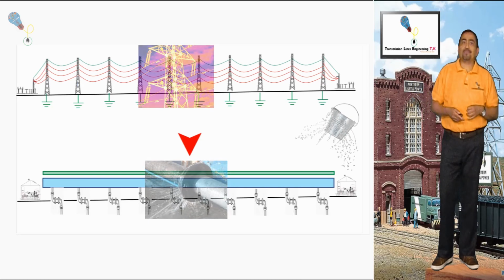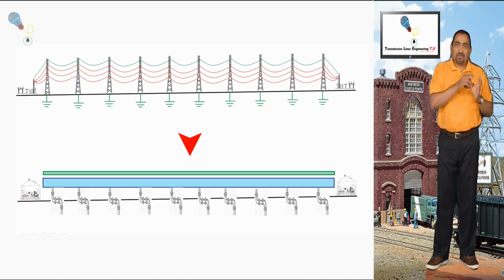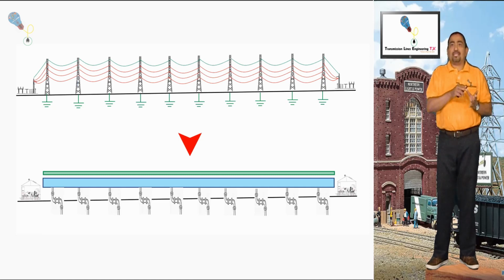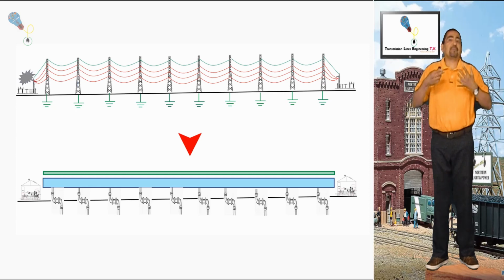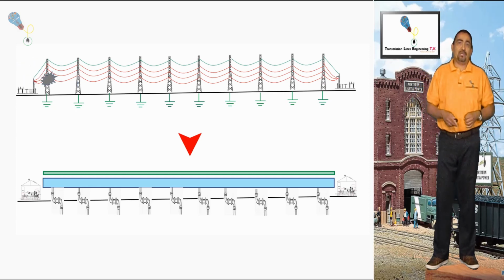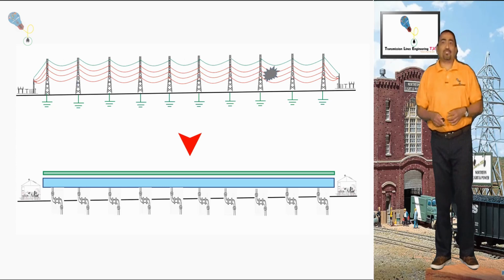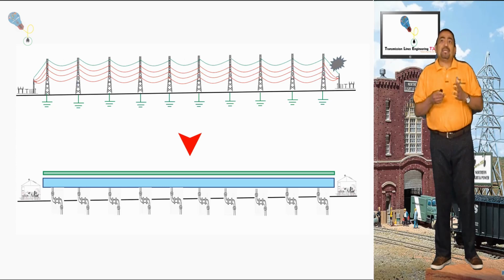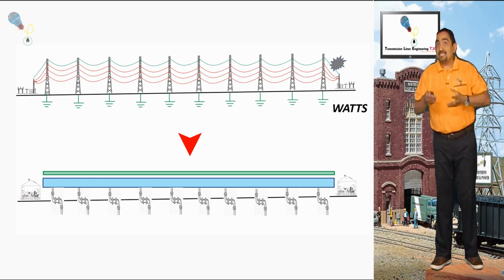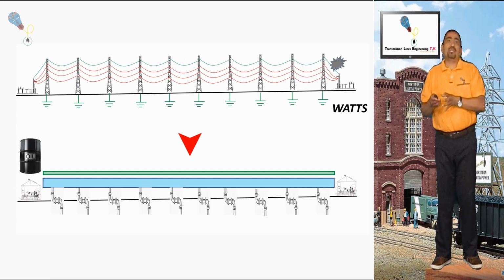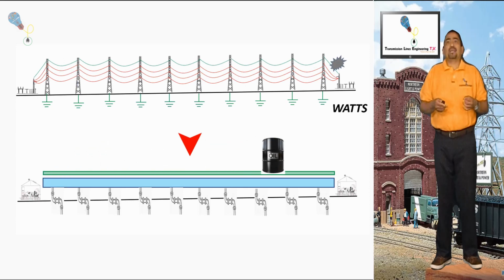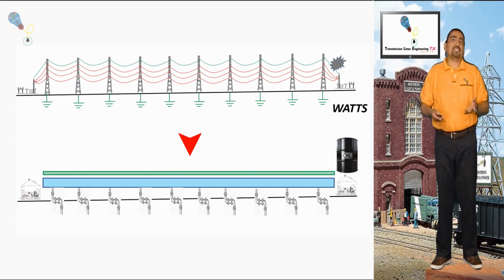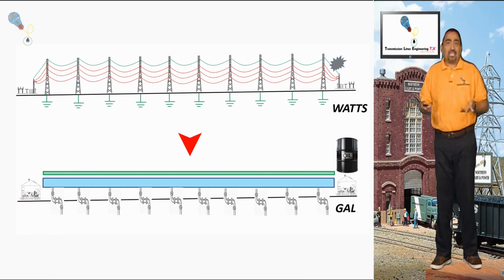So number 1, the emitting substation will send to the receiving substation an X amount of watts, or at least that's the intention. The emitting pumping station will send X amount of oil gallons to the receiving pumping station. Now, why do I mention the phrase "at least that's the intention"?